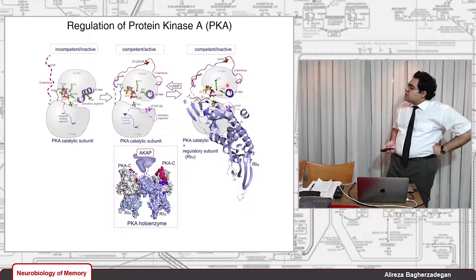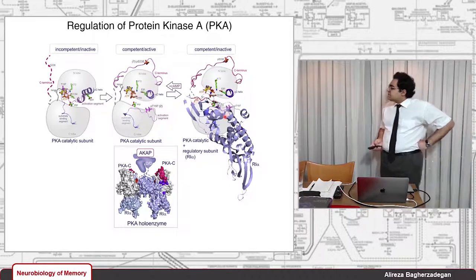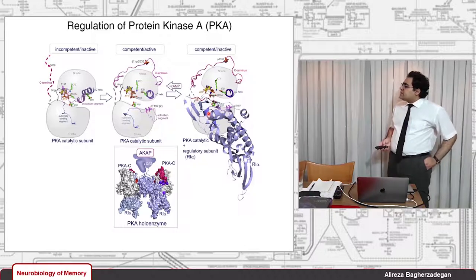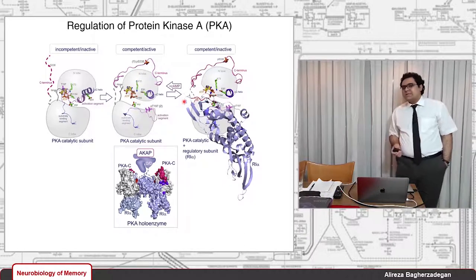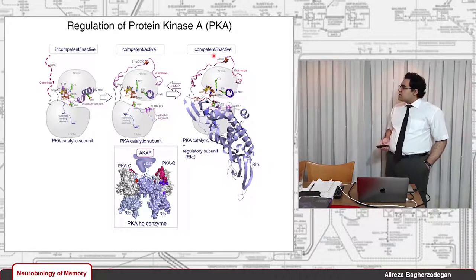What do we have here? Well, we have competent but inactive protein kinase A. Why inactive, you may ask? It is competent, but we have this regulatory subunit attached to it. This is part of that regulatory subunit, and it has an inhibitory sequence here, which is blocking the catalytic cleft, as you see, or the activation segment or the substrate binding segment. This regulatory subunit is actually keeping the protein kinase A in its inactive state.